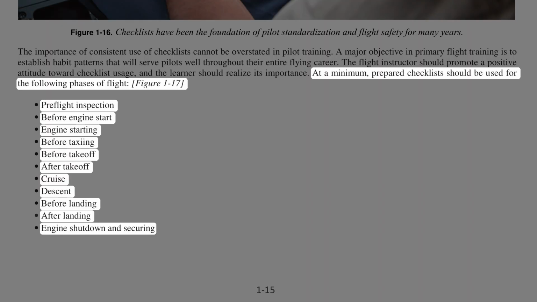At a minimum, prepared checklists should be used for the following phases of flight. Figure 1-17: preflight inspection, before engine start, engine starting, before taxiing, before takeoff, after takeoff, cruise, descent, before landing, after landing, engine shutdown and securing.